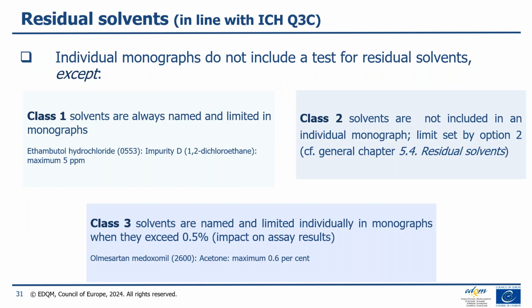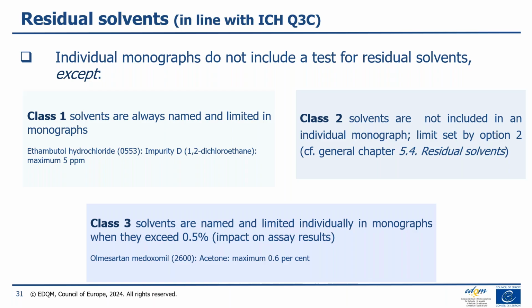Another group of impurities that have to be controlled are the residual solvents or volatile impurities, which are in line with ICH Q3C. They are covered by the general chapter 5.4 for residual solvents. An individual monograph does not include a test for residual solvents, except for class 1 solvents, which are the most toxic, and class 3 solvents exceeding the limit of 0.5%. For class 2 solvents, the limit is set by option 2 described in the general chapter 5.4.